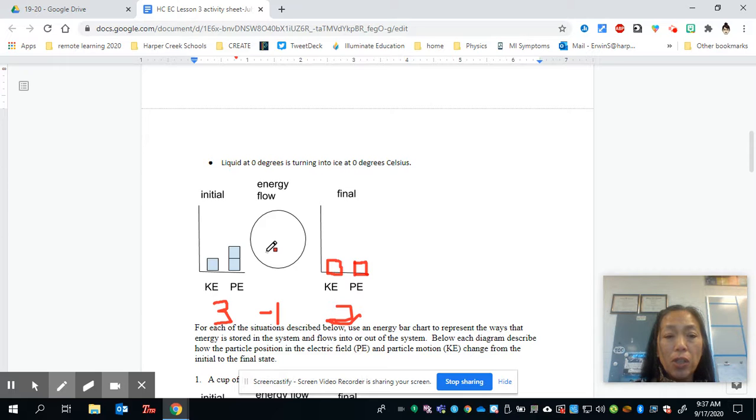And so to show that the system, the liquid at 0, has lost energy by the time it's turned into ice, we have the energy flowing out of the system. So we draw the arrow pointing out of the system. We can draw 1 block to show that 1 block of energy. Doesn't matter if it's potential or kinetic, even though here we know that it's the potential that contributes to this loss of 1 bar. So yeah, that's a bar.